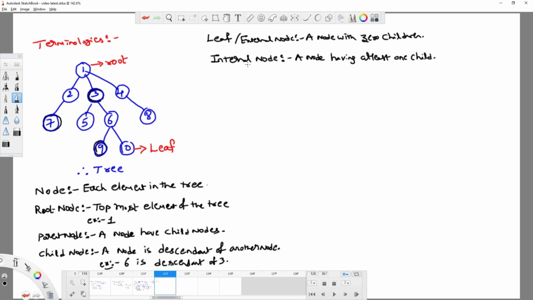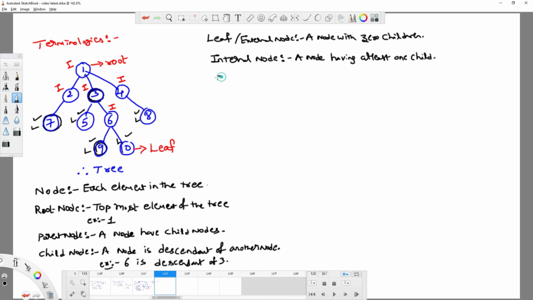In other words, other than leaf nodes, all come under internal nodes. What is the meaning of leaf node? If a node has 0 children, I can call it a leaf node. So what are the leaf nodes here? 7, 5, 9, 10 and 8. Other than these leaf nodes, the remaining all become internal nodes. These internal nodes can have more than one child also, but the minimum should be one child. Then I can call it an internal node.